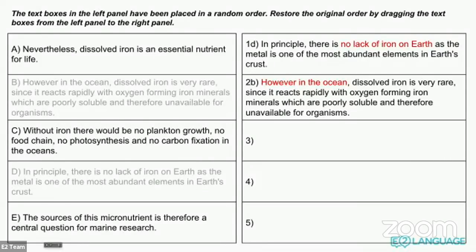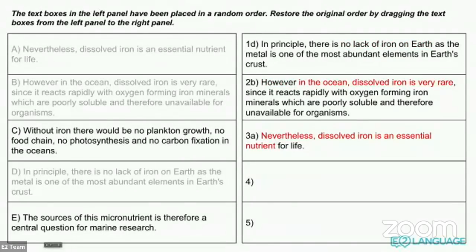So in D, it said there is no lack of iron on Earth. However, in the ocean, iron is very rare. You can see how those two sentences connect from the subject to the subject. No lack of iron on Earth. In the ocean, iron is rare, right? Now we're going to connect B to a sentence. We're going to connect it to A. B says, 'In the ocean, dissolved iron is very rare since it reacts rapidly with oxygen, forming iron minerals, which are poorly soluble and therefore unavailable for organisms.' A says, 'Nevertheless, dissolved iron is an essential nutrient for life.'